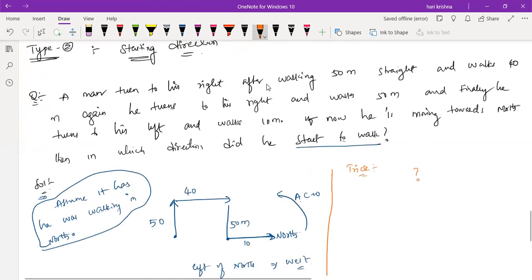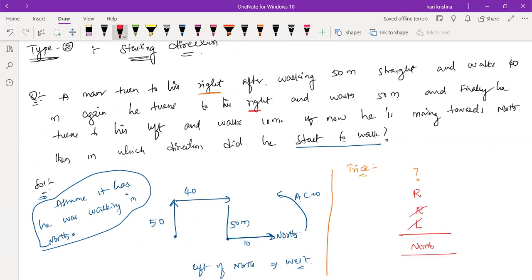Then first, in which direction has he moved? Right. So take it as right. The man turns to his right after walking 50 meters straight and walks 40 meters, again turns to his right. Again he walked and turned right and walks 50 meters. Finally he turns to his left and walks 10 meters. If now he is moving towards the north, so overall it is a north direction, they said in the final answer.